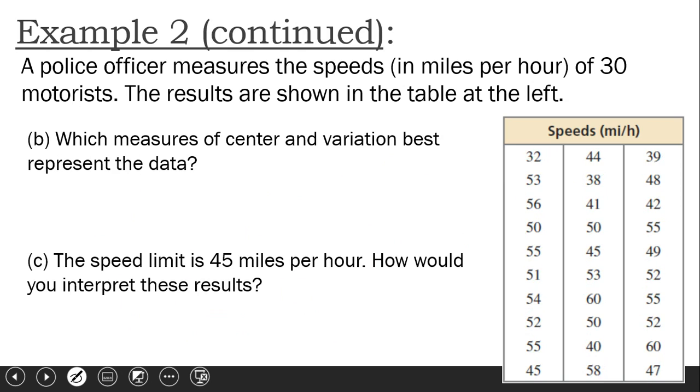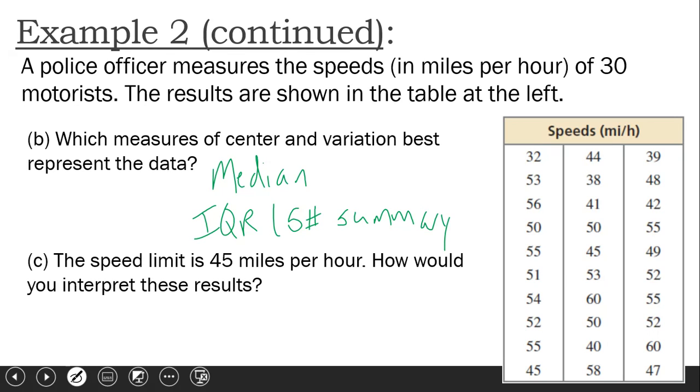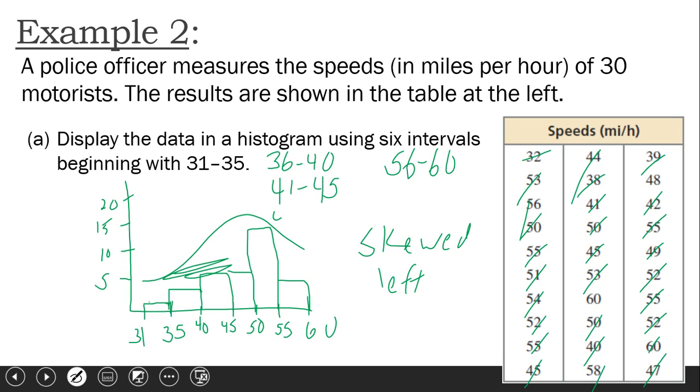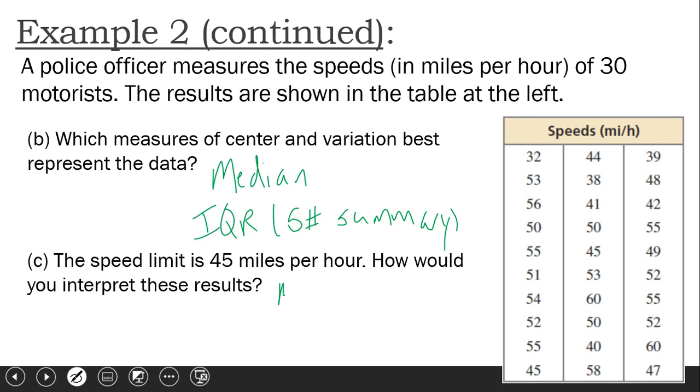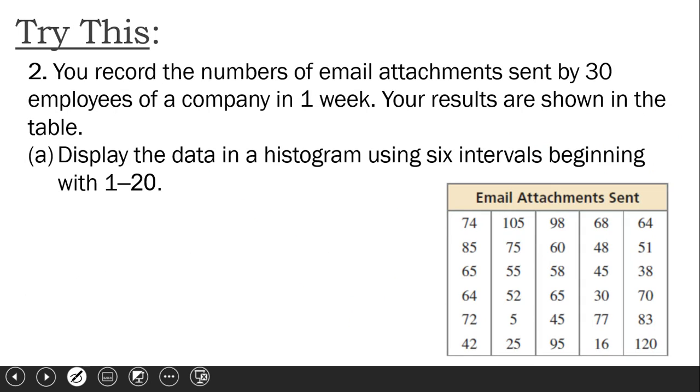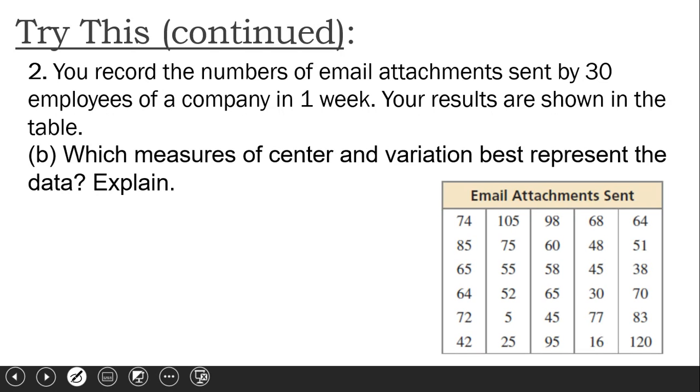So which is a better measure of center and variation to use? We want to use the median and the IQR. And the IQR is part of your 5-number summary. If the speed limit is 45, we know that the majority of people are speeding, because the majority of our speeds were higher than that. Okay, I'm not going to make another histogram. You can do it online yourself.